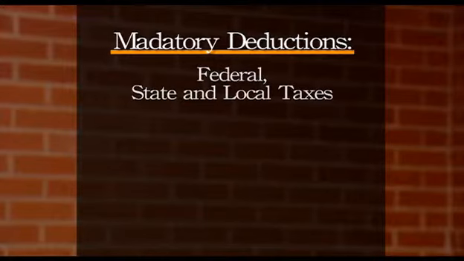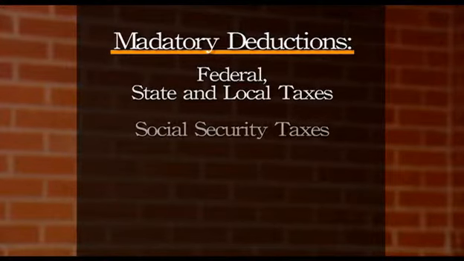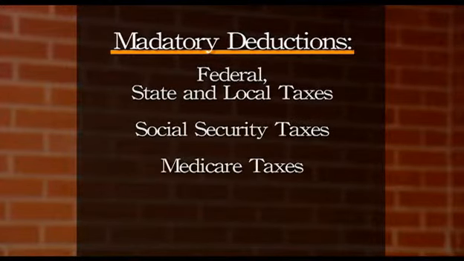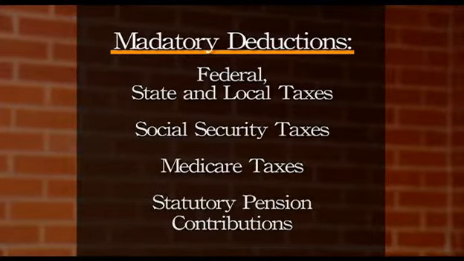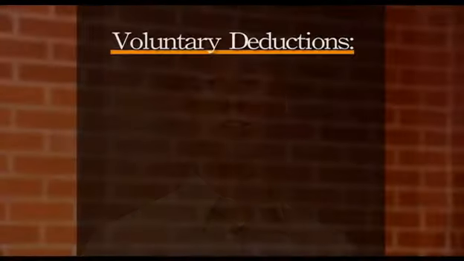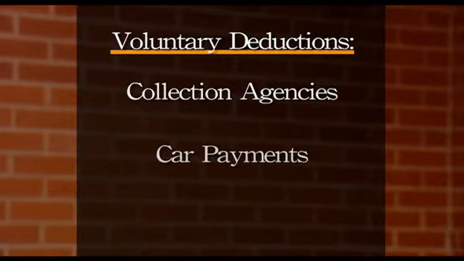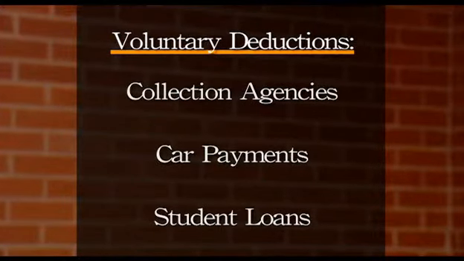Mandatory deductions are those deductions that are required by law. These include federal, state, and local taxes, Social Security taxes, Medicare taxes, statutory pension contributions, and other deductions required by state law. It is important to realize that not all deductions are mandatory. Garnishments from collection agencies, car payments, and student loan payments are all examples of deductions that are voluntary.